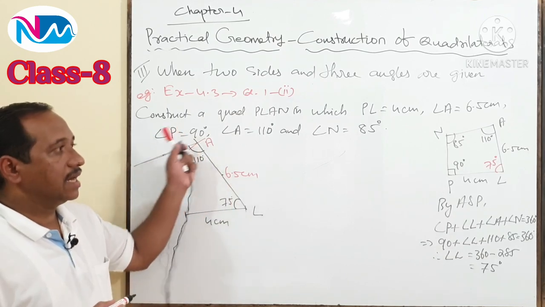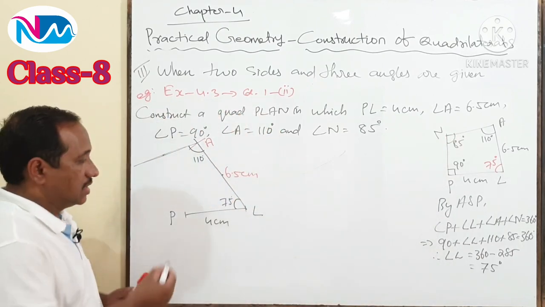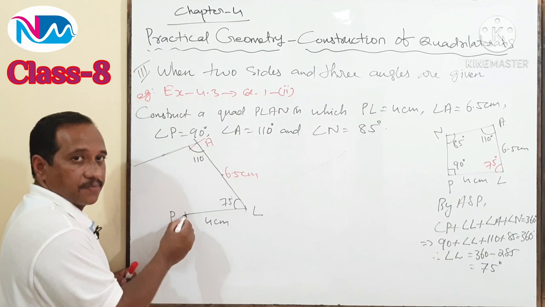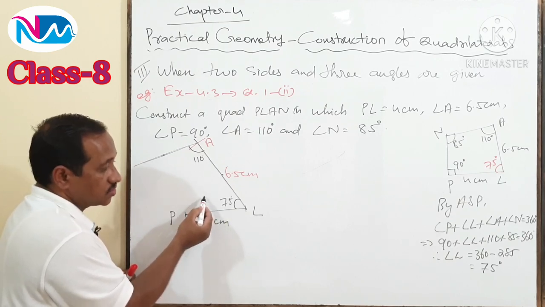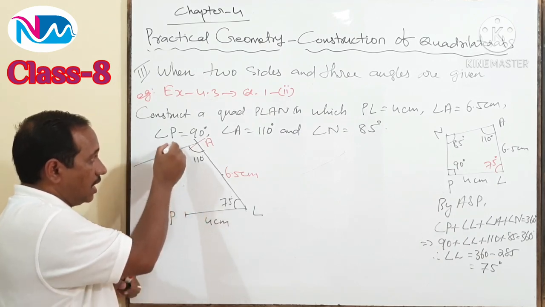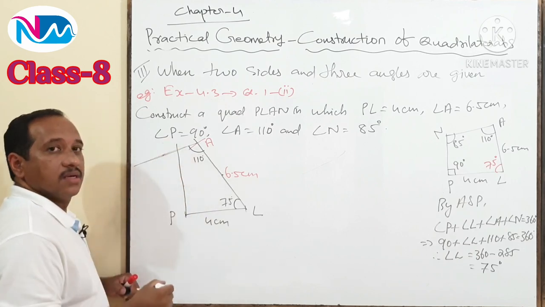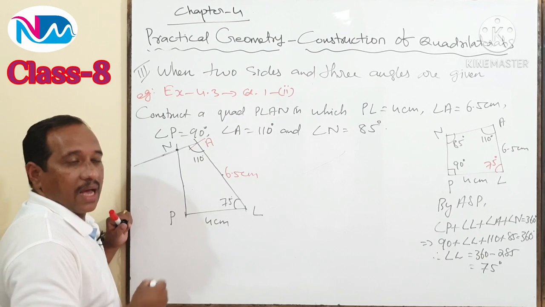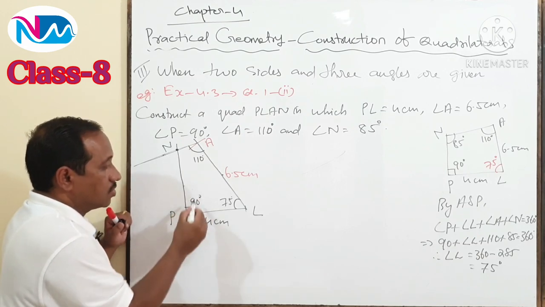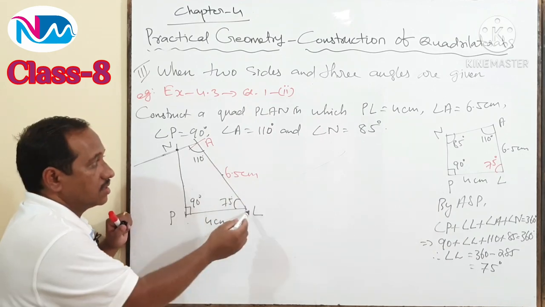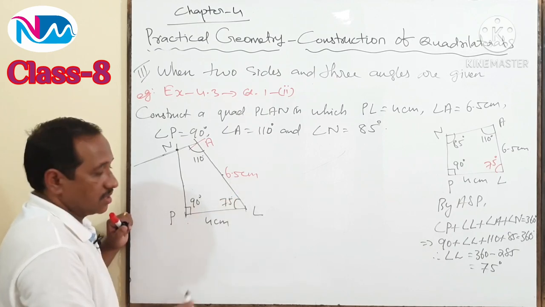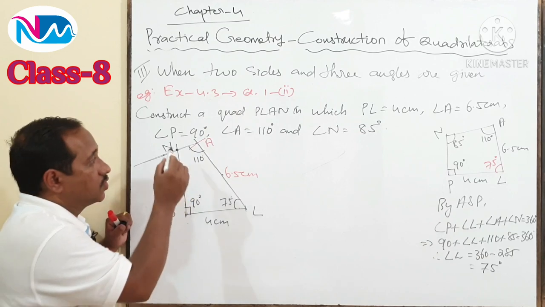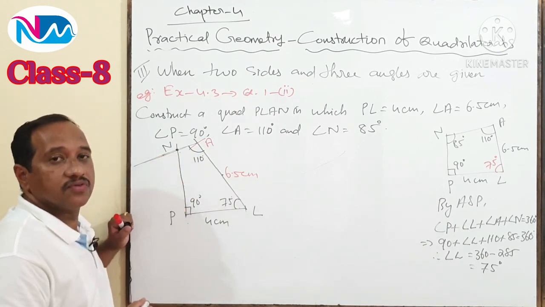So, we have PL, we have LA and now we have to find the point N. For that, at P, you draw an angle of 90 degrees, that also by using a protractor. Keep the protractor at P, start counting from the right side: 0, 10, 20, 30, 40, 50, 60, 70, 80, 90, and hence draw an angle of 90 degrees. Now see the construction. You can see that these two angles meet at the point N. As a result, you are getting the quadrilateral PLAN in which PL is 4 cm, LA is 6.5 cm, angle P 90 degrees, angle L 75 degrees and angle A is 110 degrees. After the construction, if you measure angle N, you will see that it will be 85 degrees.